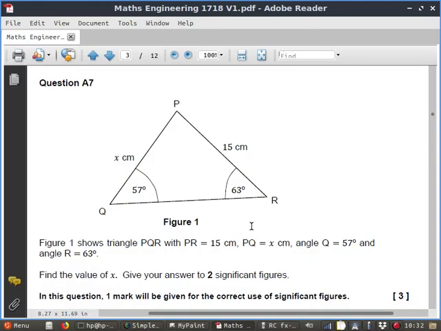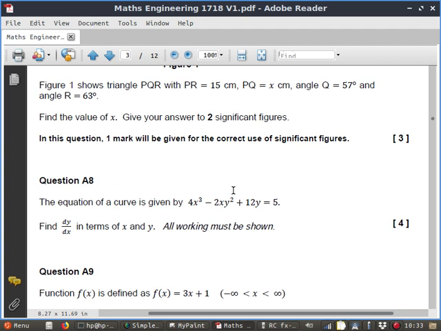Did you get zero marks again? What did you do? I used 15 over sine 16. What did I do? I'm very worried about you. 15 over sine 63? Yes. I don't know why.